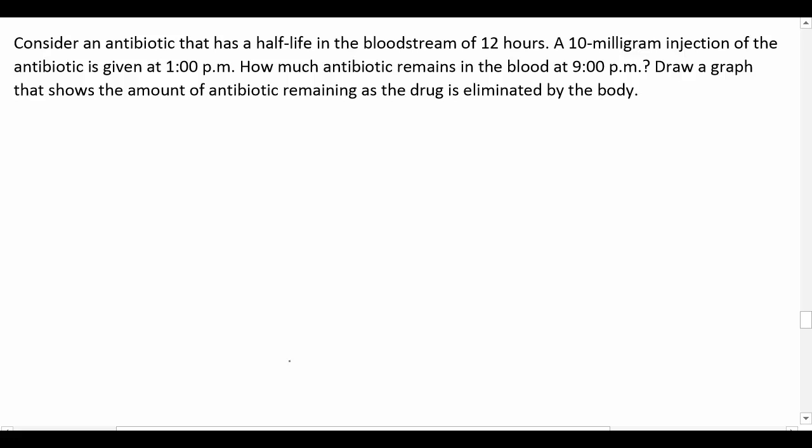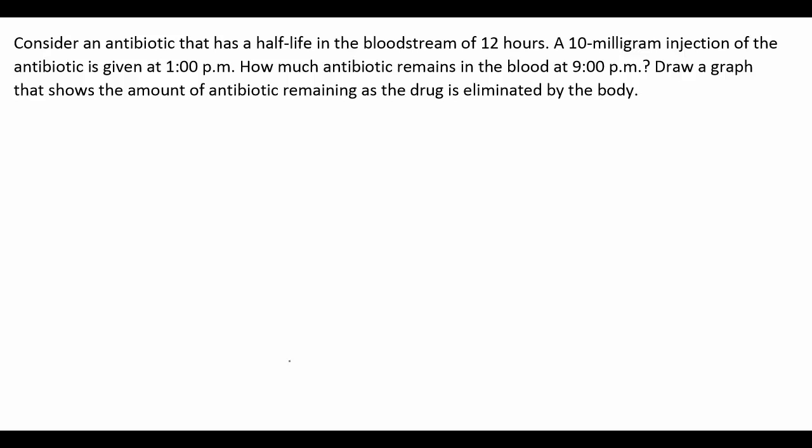Consider an antibiotic that has a half-life in the bloodstream of 12 hours. A 10 milligram injection of the antibiotic is given at 1 p.m. How much antibiotic remains in the blood at 9 p.m.? Draw a graph that shows the amount of the antibiotic remaining in the blood over time.